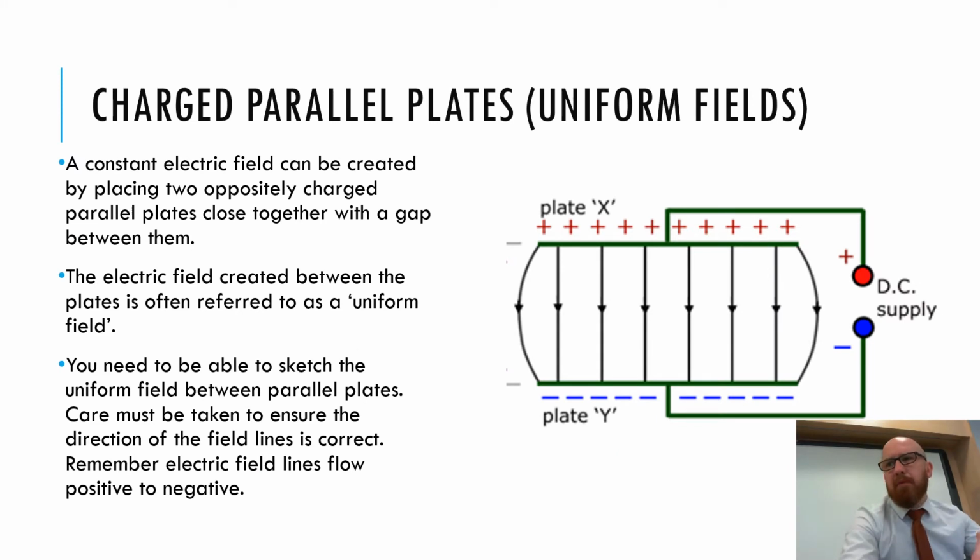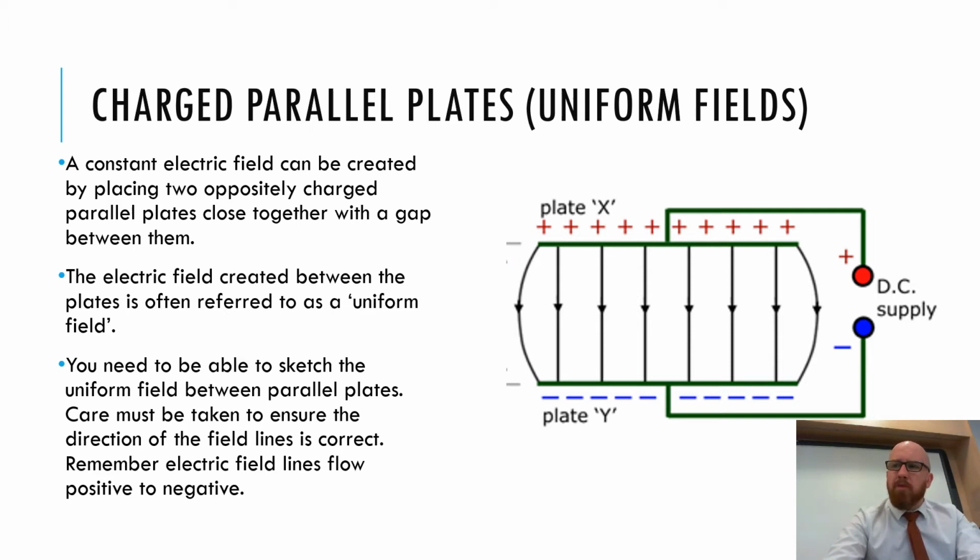A particular type of field that we're interested in is known as a uniform field produced from charged parallel plates. So here are two charged parallel plates. We would use a DC supply. We'd charge one plate up to be positive, one plate up to be negative, and we'd have these straight field lines between the two plates. This is known as a uniform field, produced by two charged parallel plates.